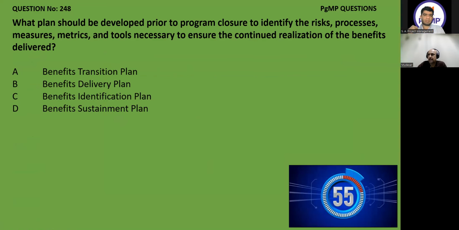Benefit transition plans. So my answer is, what should the plan identify? Continued realization. Benefit transition plan, benefit delivery, benefits. So the answer is benefit sustainment plan. Because of which keyword? Because of this, continued realization. Yes, excellent. So here the correct answer is D.